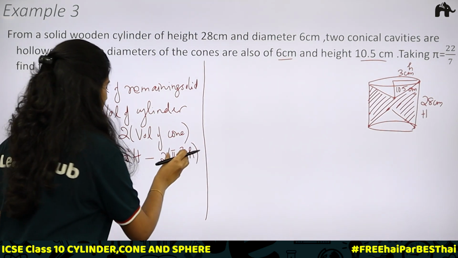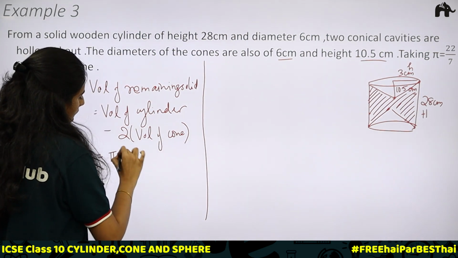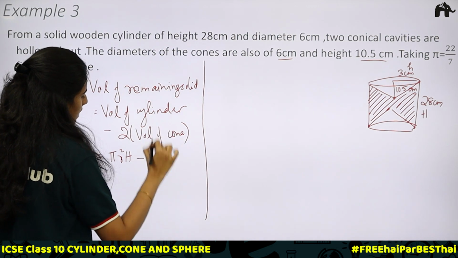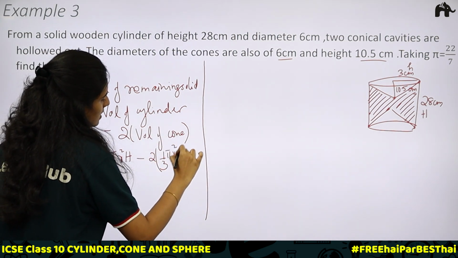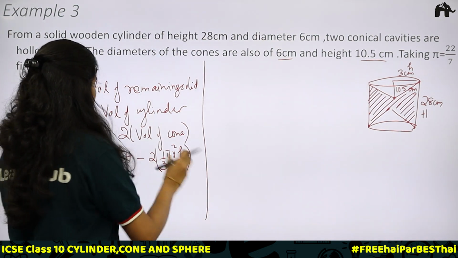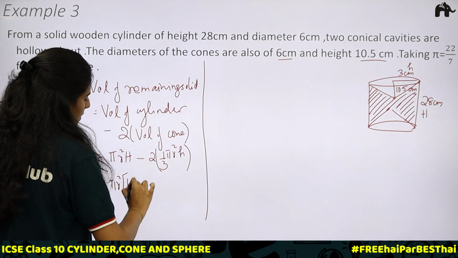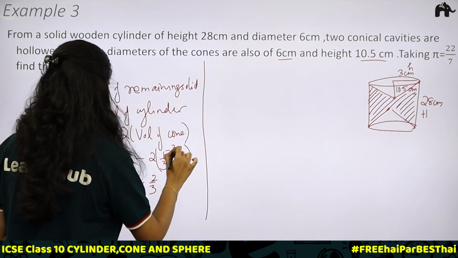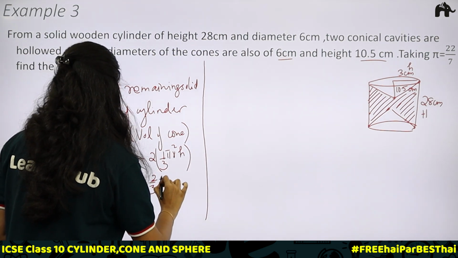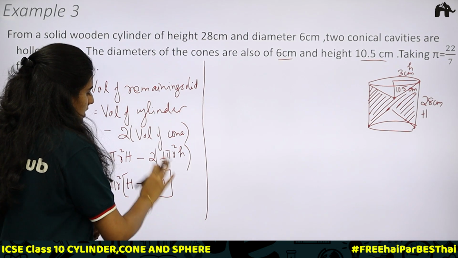Pi r square is common. This will be equal to pi r square capital H minus 2 into 1 by 3 pi r square small h. Taking out pi r square, we have capital H minus 2 by 3 into small h.